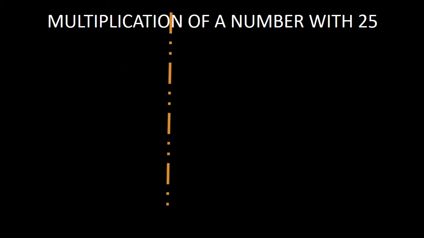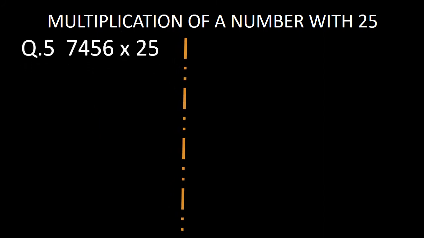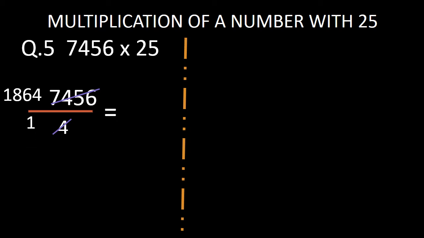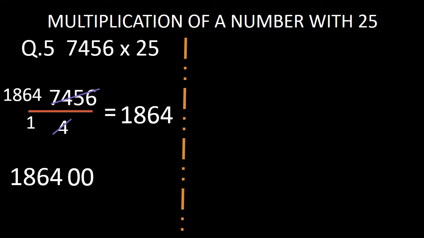Now you look to two other questions. In question number 5, I have multiplied 7,456 with 25. Now you look here. What will we do? According to rule number first, I will divide this 7,456 by 4. While dividing this number by 4, we will get a whole number, and this whole number is 1,864. So this is the quotient. Now according to rule number 2, I will put two zeros with this number. By putting two zeros with this number, we will get our answer, and our answer is 1,86,400. So this is the answer.